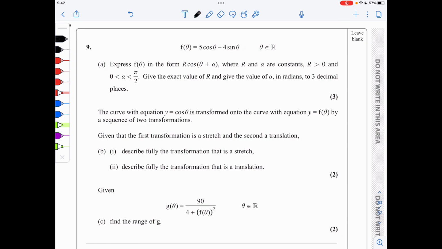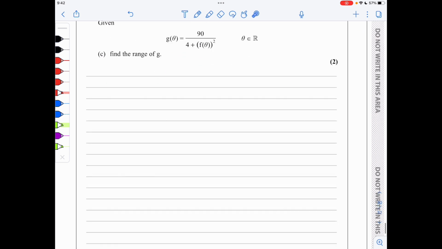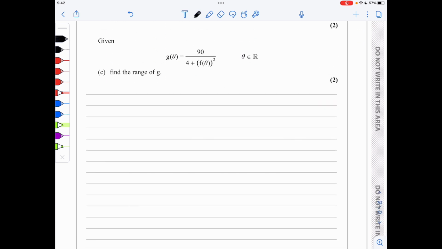In question 9, we start by expressing 5 cos theta minus 4 sin theta in the form of r cos(theta plus alpha). So I'll be using the addition formula here. I've got 5 cos theta minus 4 sin theta to be expressed in the form of r cos(theta plus alpha). So this will be r cos theta cos alpha minus r sin theta sin alpha.